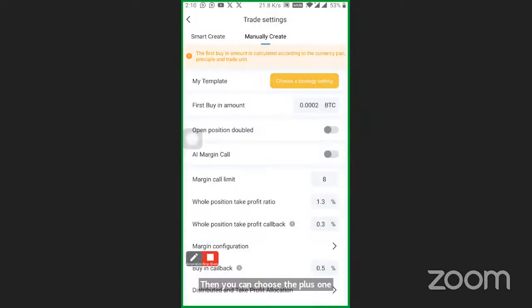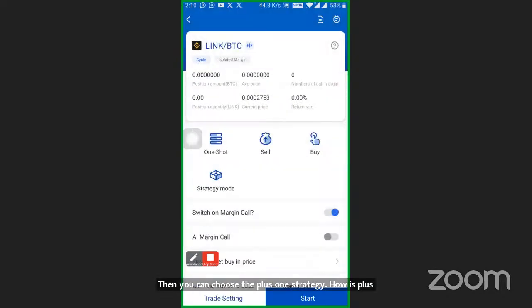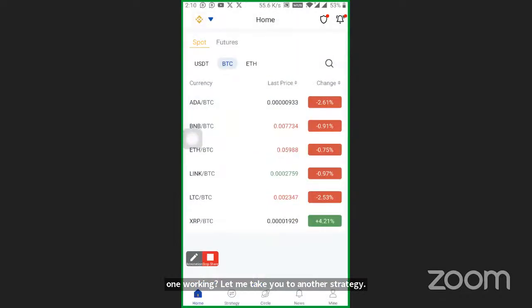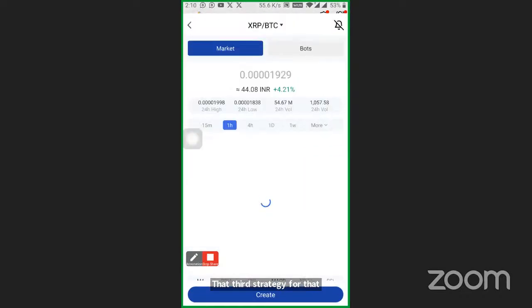How is plus one working? Let me take you to another strategy. The third strategy. For that, let's open another coin. Say it is XRP.